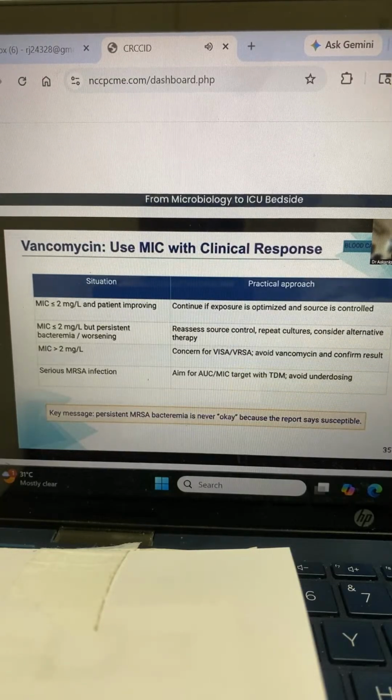Then vancomycin and the MIC basically. So if the MIC is less than the breakpoint and the patient is improving, then you continue if the exposure is optimized and the source is controlled. If the MIC is less than the breakpoint but there is persistent bacteremia or worsening, reassess source control, repeat cultures, consider alternative therapy. If MIC is more than the breakpoint, then there is a concern of VISA and VRSA. So avoid using vancomycin. And for serious MRSA infection, aim for AUC by MIC targets with therapeutic drug monitoring. Avoid underdosing in such infections.